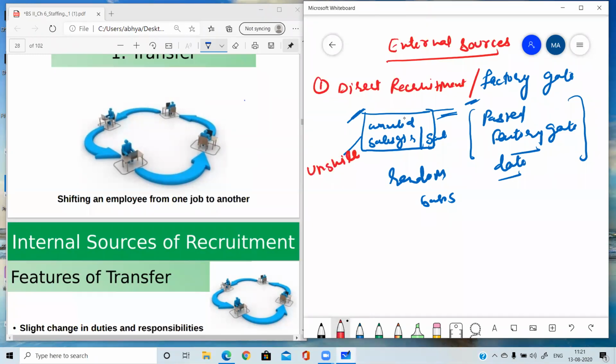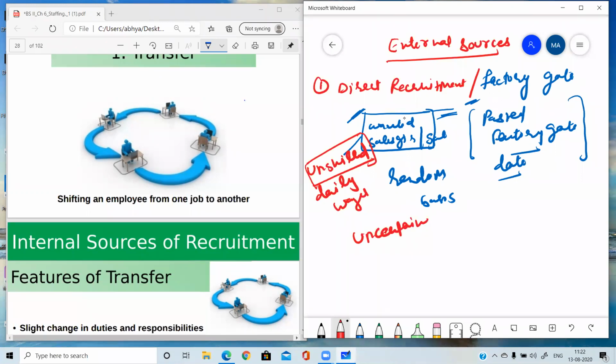Every source has its own merits and demerits. We can say this is a demerit of this source: only unskilled workers can be hired, because the skilled workers who are professional, who are experts, are not visiting the factory areas like this. So for unskilled workers, or especially for daily wagers who work on daily wages, such a source is required. And one more demerit of this source is that it is uncertain.